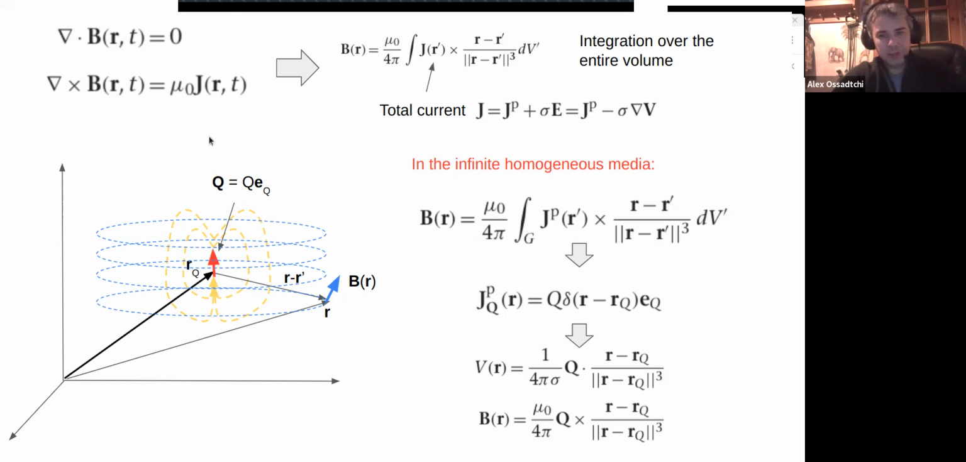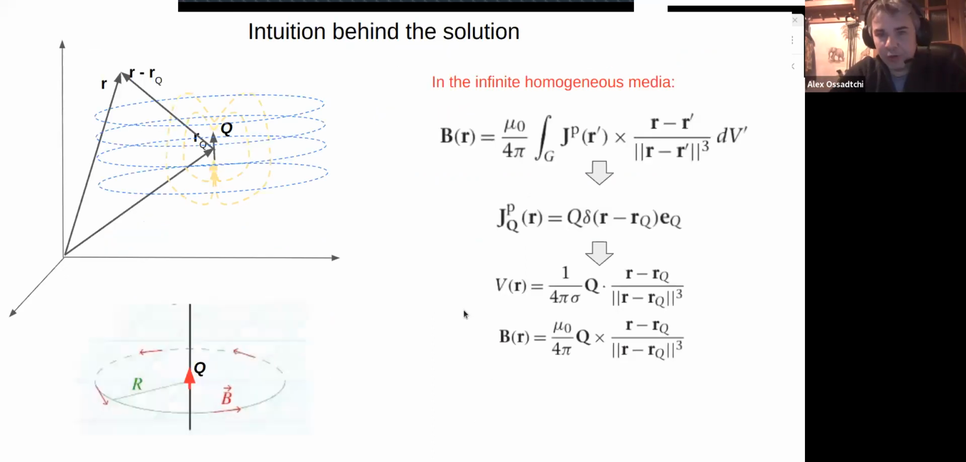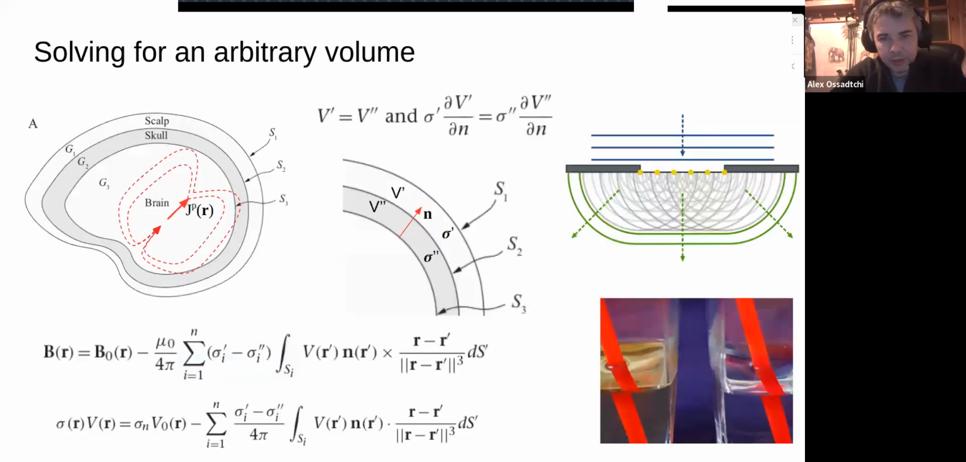Okay. But this isn't homogeneous media. Again, this is very similar to what I just told you.